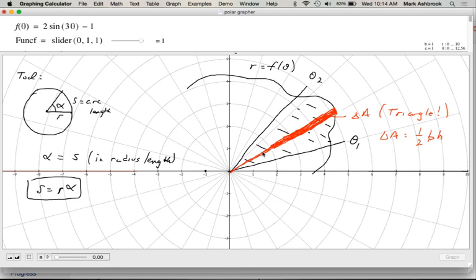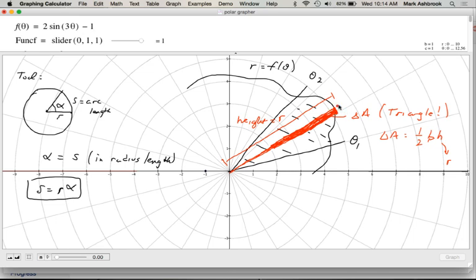Right, so at that theta, whatever r is, the distance from the pole out to the curve, the height of the triangle is r. So now the base. The base is this little distance right here. It's a length. So is it d theta? Is d theta a length? No, okay. So how are we going to get the length?